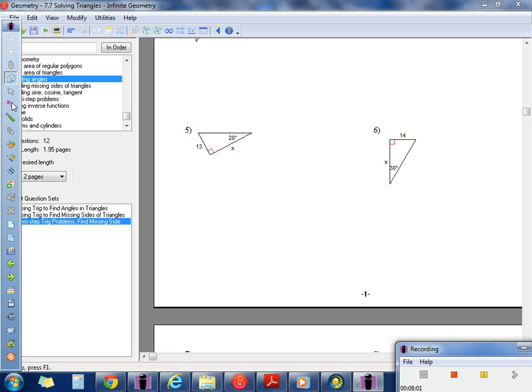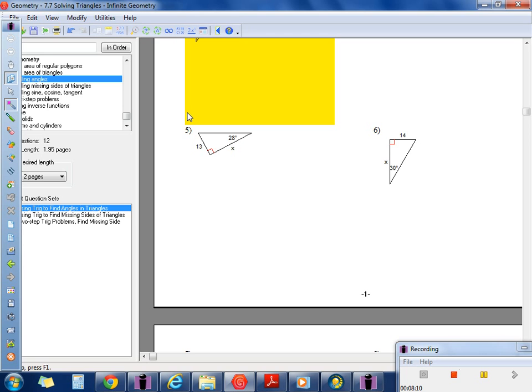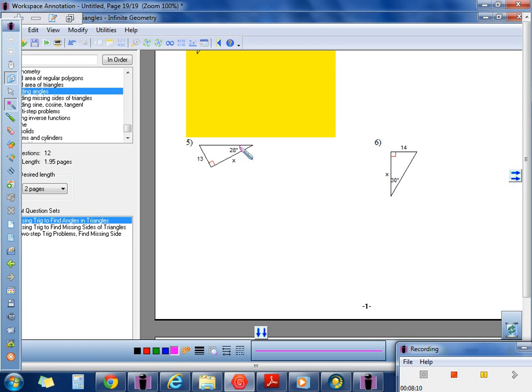Yesterday, when we had a problem like this, what was our first step? Mark the angle. Oops. One more time. Mark the angle. After we mark the angle, what do we do? Label your sides. So what's this one? Adjacent. What's this one? Opposite. How do I know it's opposite? It's across from the angle. That's adjacent. That's hypotenuse. Pretty straightforward from there.